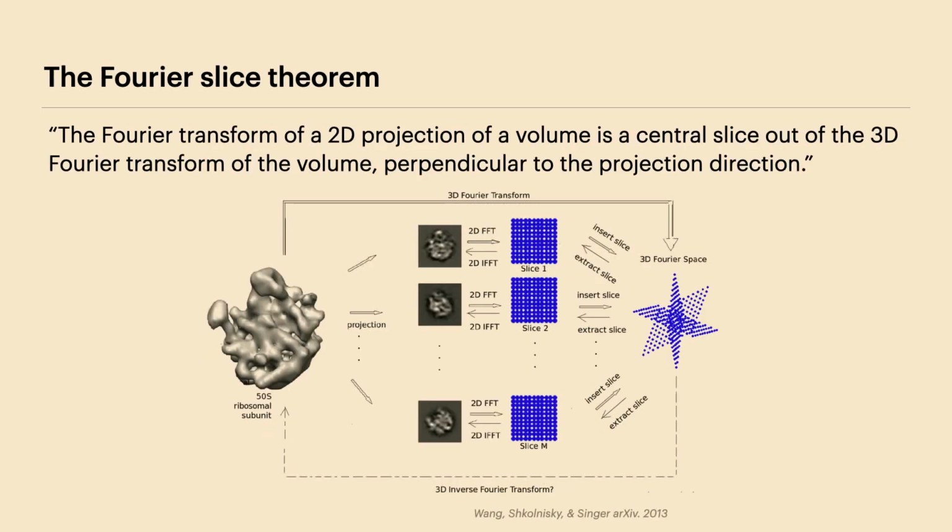Before I talk about the heterogeneity problem, just one more piece of background information, which is the Fourier-Slice theorem. This helps us relate the 2D projections to the 3D structures in this imaging modality. The Fourier-Slice theorem states that the Fourier transform of a 2D projection of a volume is a central slice out of the 3D Fourier transform of the volume, and that orientation of the slice is perpendicular to the projection direction. So this suggests a way of reconstruction.